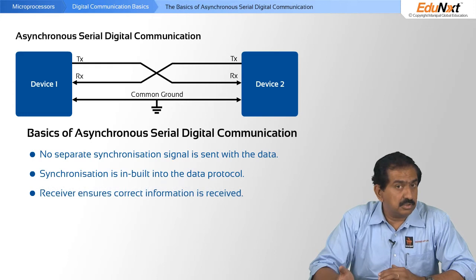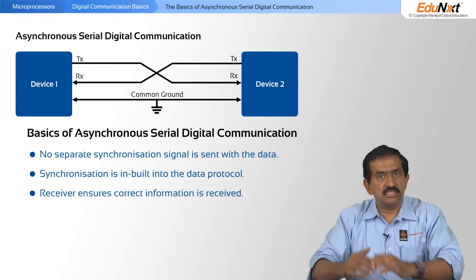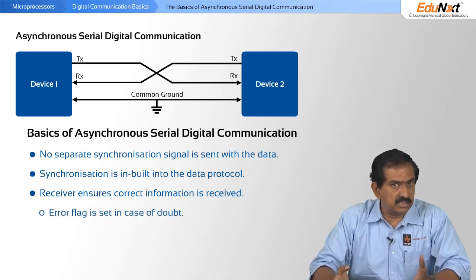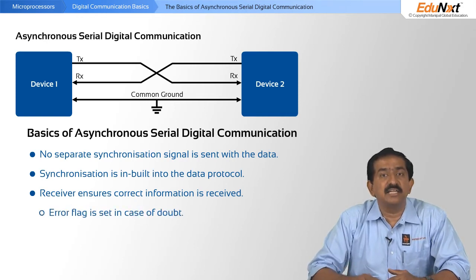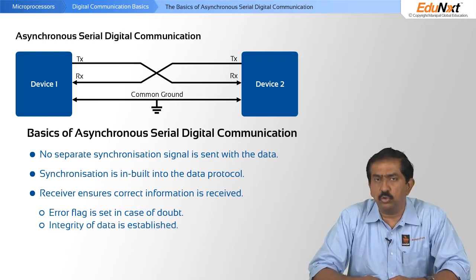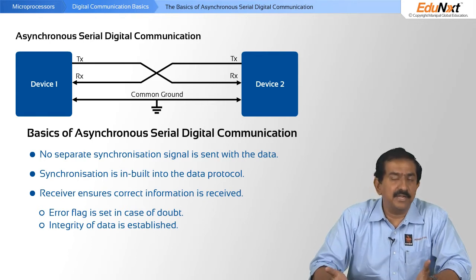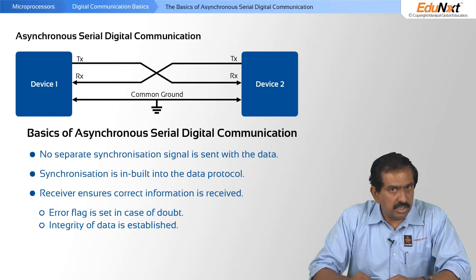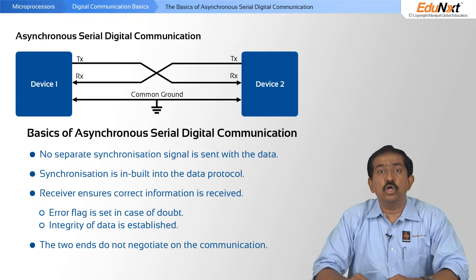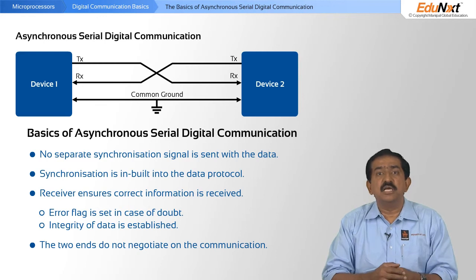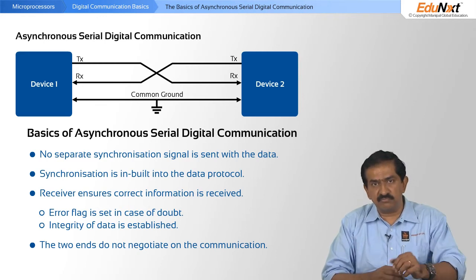It is the responsibility of the receiving side, which in this case is device 2, to ensure integrity of the data received. And in case there is a doubt, it must flag an error to device 1. This integrity can be established by error correction codes, error detection codes, and as simple as a parity code. Important thing: in an asynchronous digital serial transmission, the two sides do not negotiate with each other as the transmission is going on, and this can sometimes lead to erroneous data being transmitted back and forth.